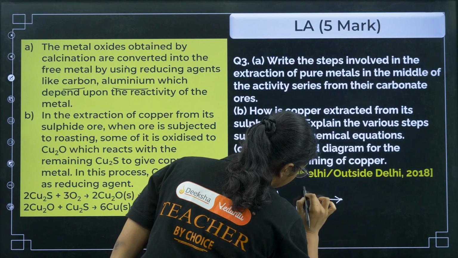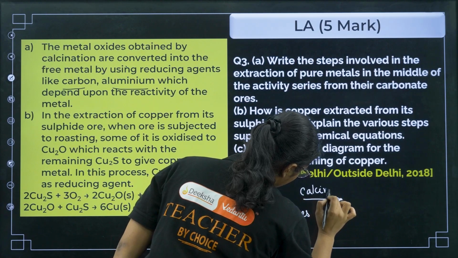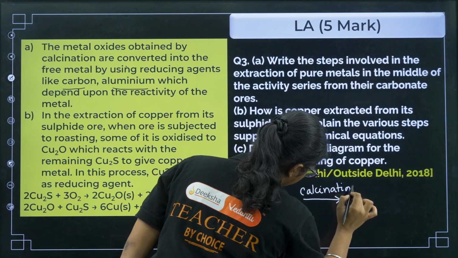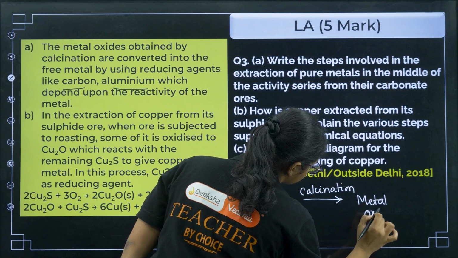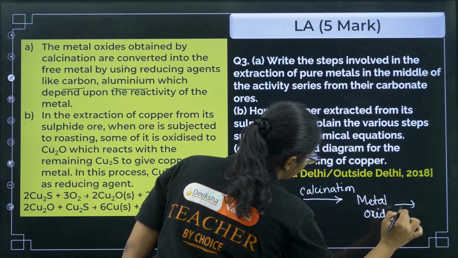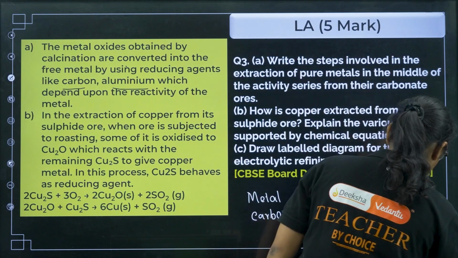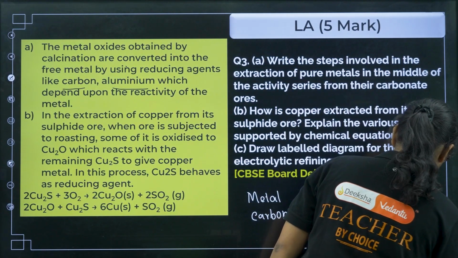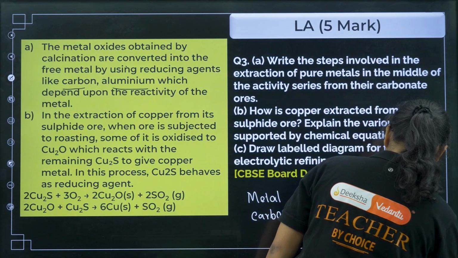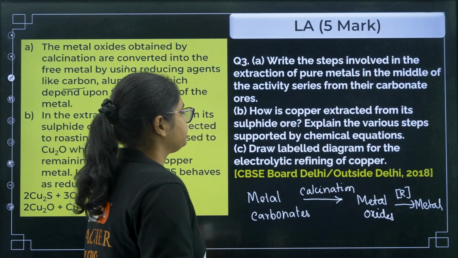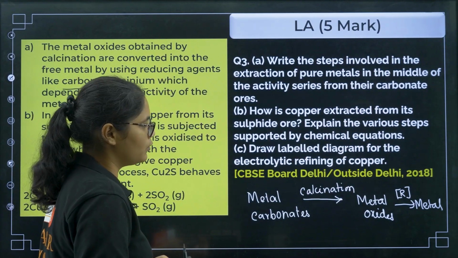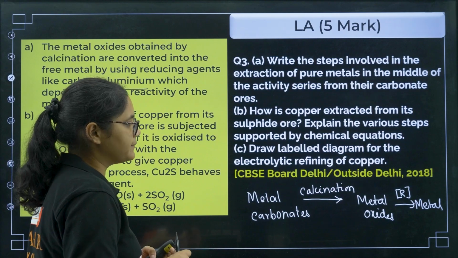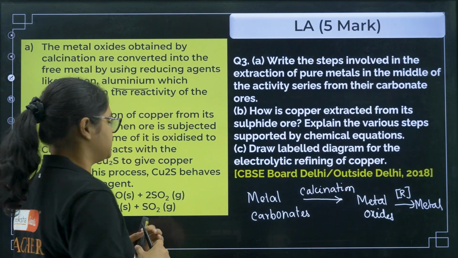Metal carbonates by calcination give you metal oxides, and metal oxides will then be converted to metal by reduction. Clear? How is copper extracted from its sulfide ore? Explain the various steps supported by chemical equations.